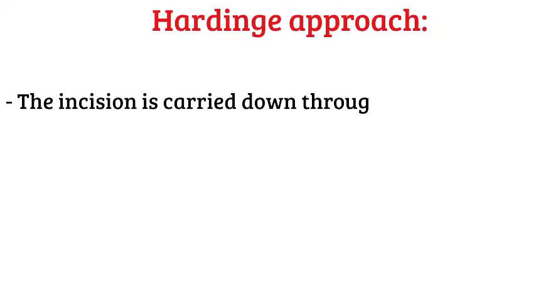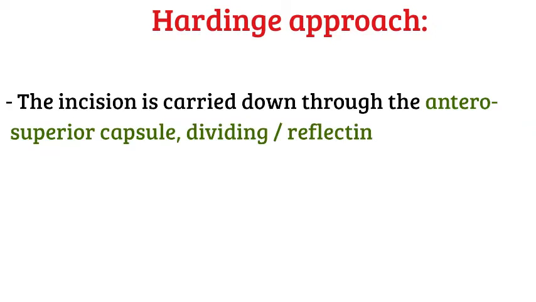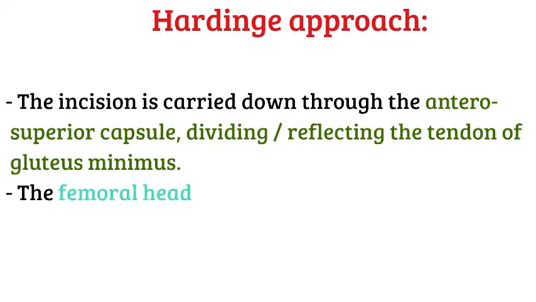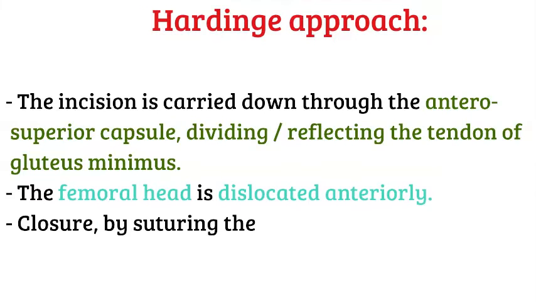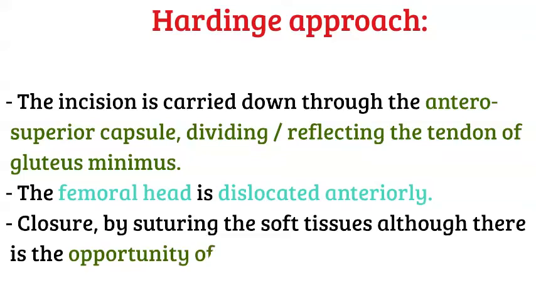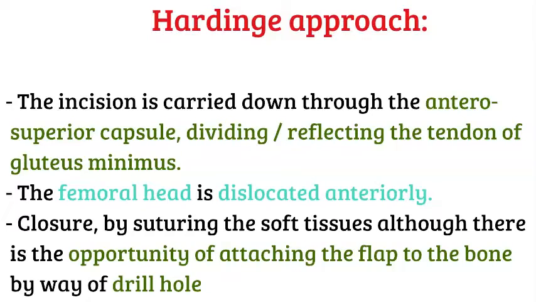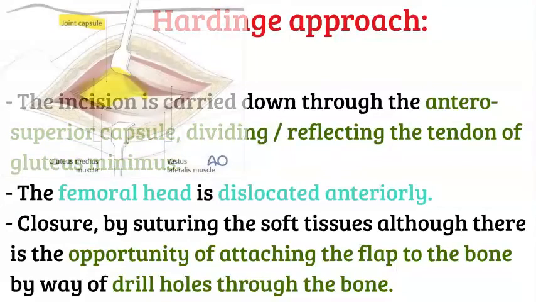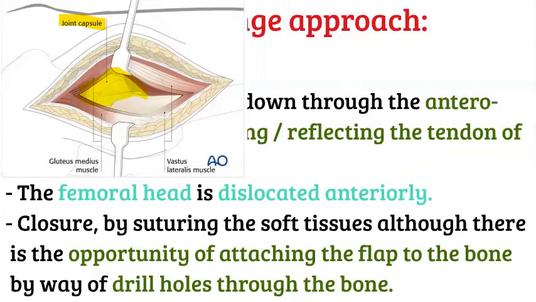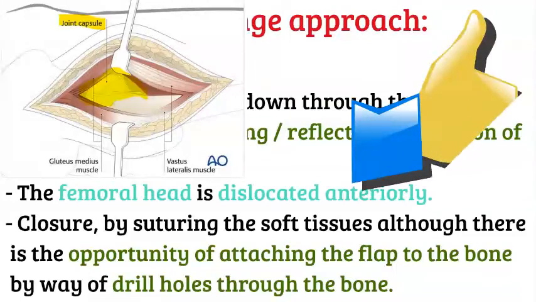The incision is carried down through the anterior superior capsule, dividing or reflecting the tendon of gluteus minimus. The femoral head is dislocated anteriorly. Closure again is by suturing the soft tissue, although there is the opportunity of attaching the flap to the bone by way of drill holes through the bone. As illustrated, a deeper incision exposing the joint capsule.